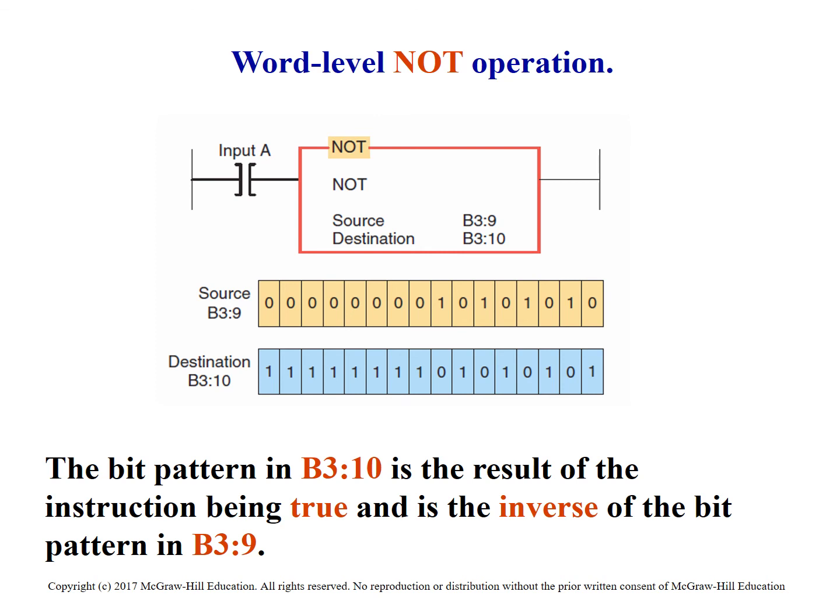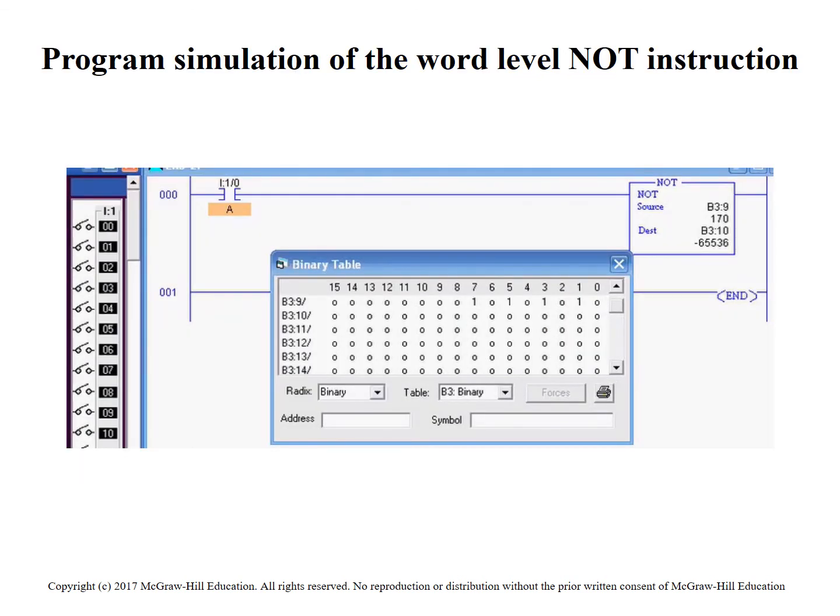Then a NOT, it's real simple. If it's on, it turns it off. If it's off, it turns it on. So that's your destination. You've got B39 at the top, B310 below. As you can see, they're all inverted from one another. This takes this information, goes top row, inverts it, and puts it in here.